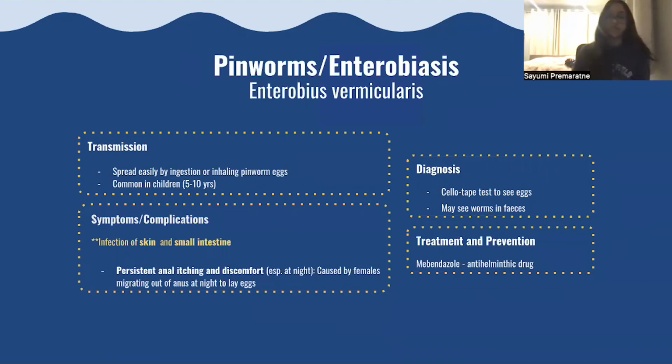So in terms of diagnosing, you just take a bit of sellotape and you see if there are any eggs on it, and you might also see some worms in the feces. And then you would use mebendazole to treat it, which is another antihelmintic.